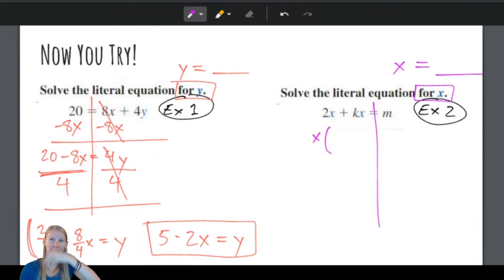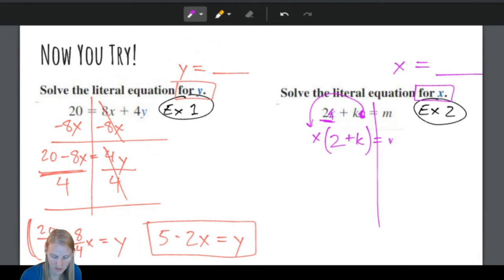Now, if I pull an x out of this, the x is gone and I'm just left with 2. And if I pull an x out of here, I am left with a k. Now remember, the x isn't completely going away, it's just going right here. So I'm just moving where the x is. All right, and this is equal to m. Now, I have x times 2 plus k.